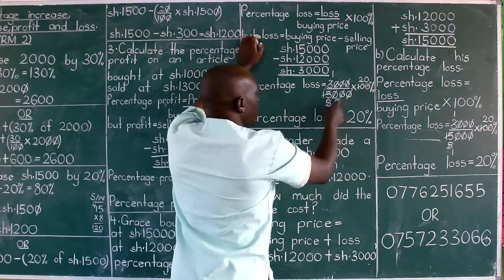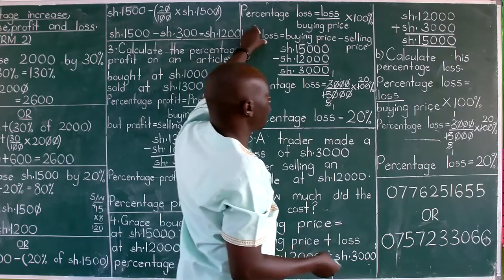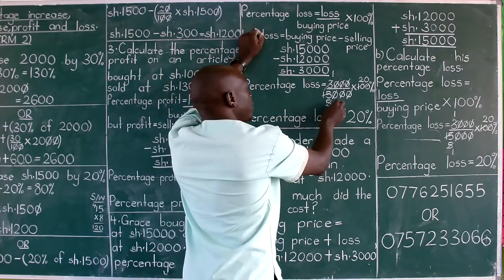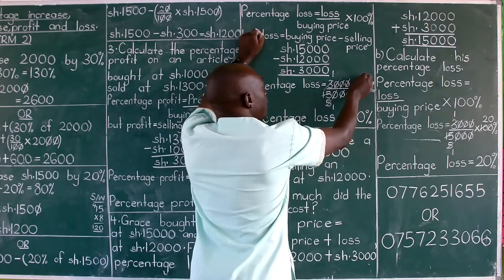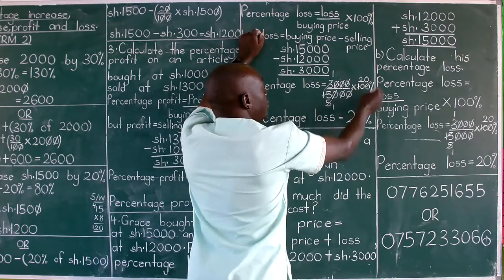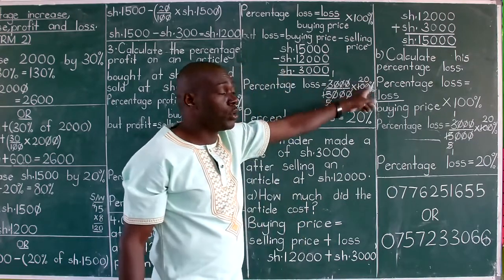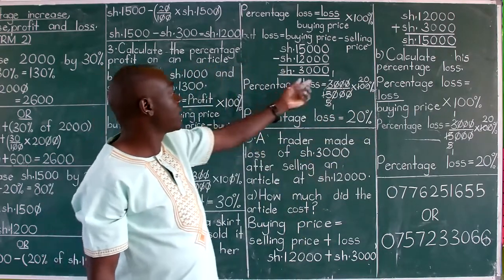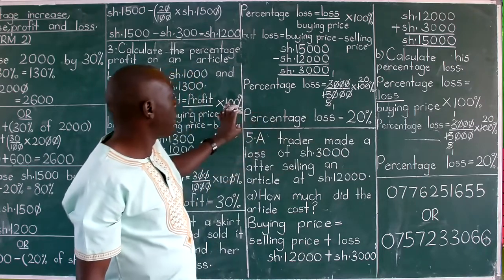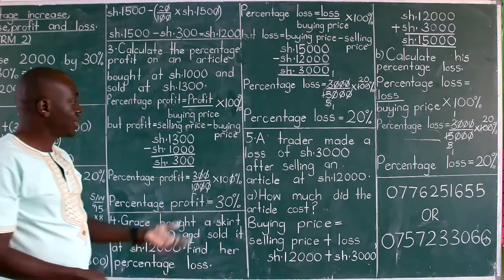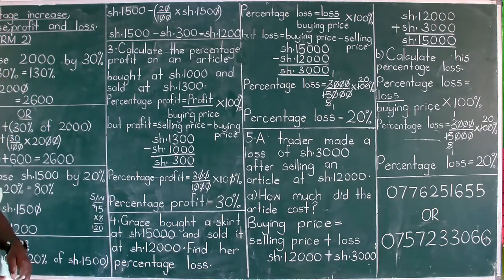So I've got 1 over 5 and 100 is still divisible by 5. So 5 divided by 5 you get a 1, 100 divided by 5 you get 20. You see, we are remaining with 1 times 20, where 1 times 20 you get 20. So our percentage loss is 20%. So Grace incurred a loss of 20%.